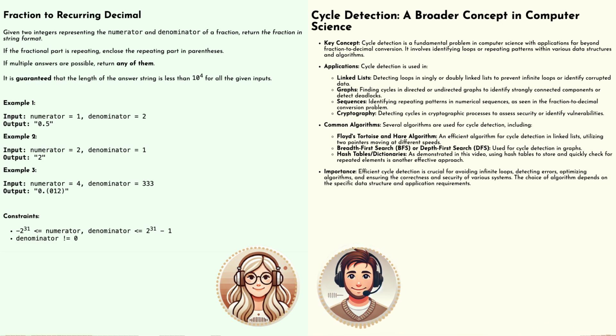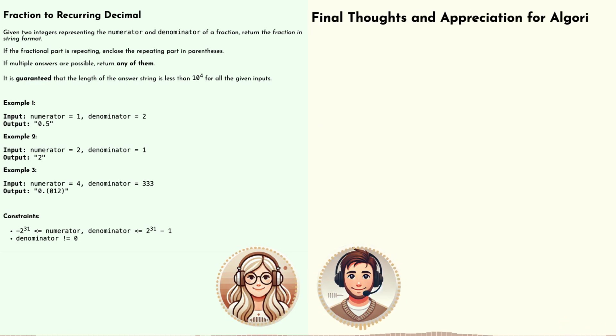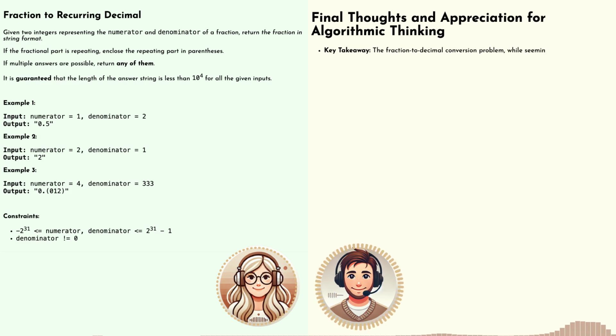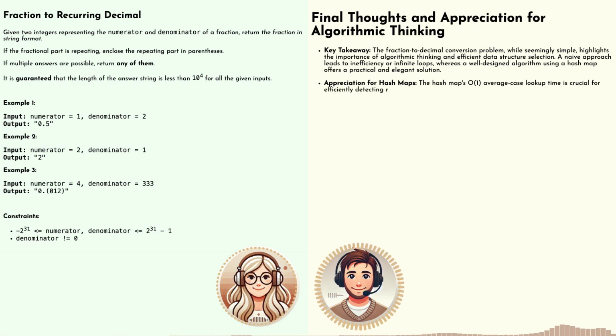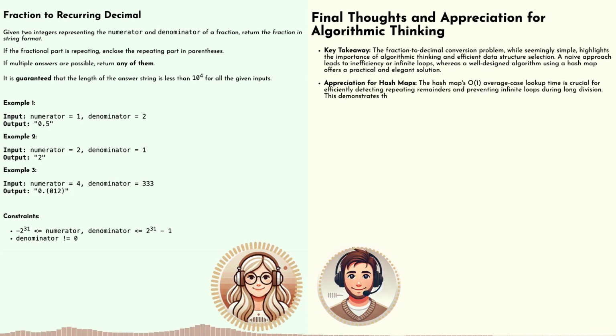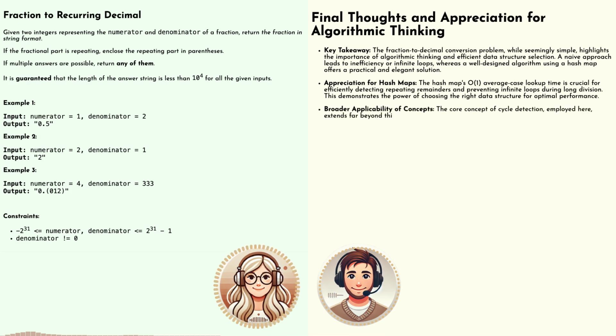That's fascinating. So this technique is surprisingly versatile. It is. Cycle detection is a fundamental concept with applications in various areas, including graph algorithms, cryptography, and even detecting patterns in data streams. This has been a truly illuminating deep dive. It's amazing how a seemingly simple problem, like converting fractions to decimals, can lead us to such powerful and widely applicable concepts in computer science. I agree, and it highlights the beauty of algorithmic thinking, finding elegant solutions to seemingly complex problems.